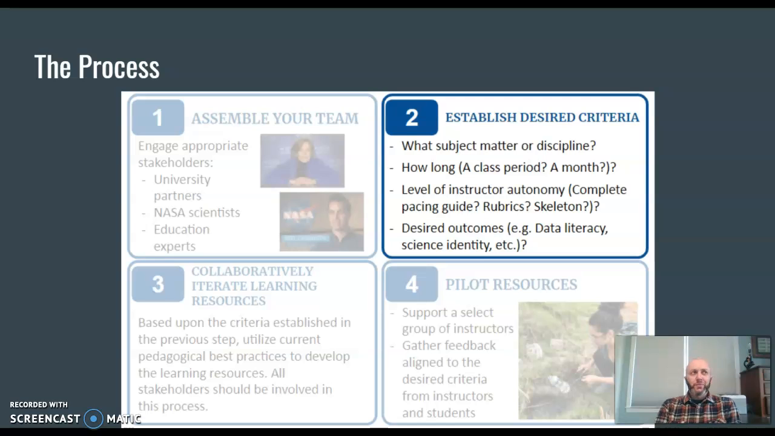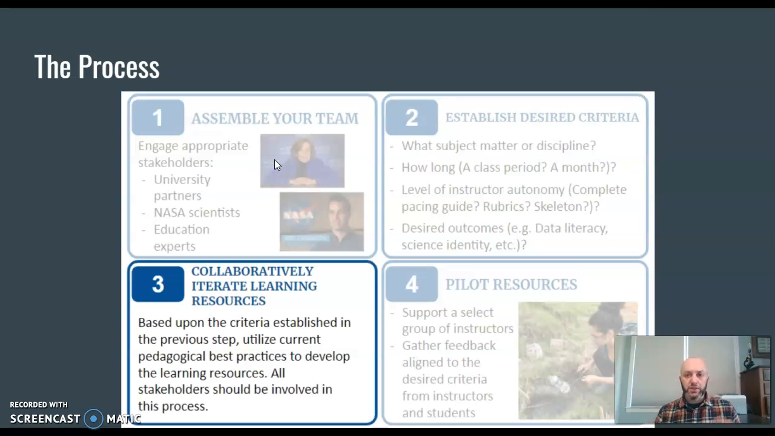And then, what was the outcome? Do we expect that advancing science is one, for example, improving scientific literacy and even the students' own scientific identity, regardless of what class they're in? So those are the overall outcomes that we were looking for. Once we had all the criteria established, we could start building the resource out, and then continually and collaboratively iterating that resource.